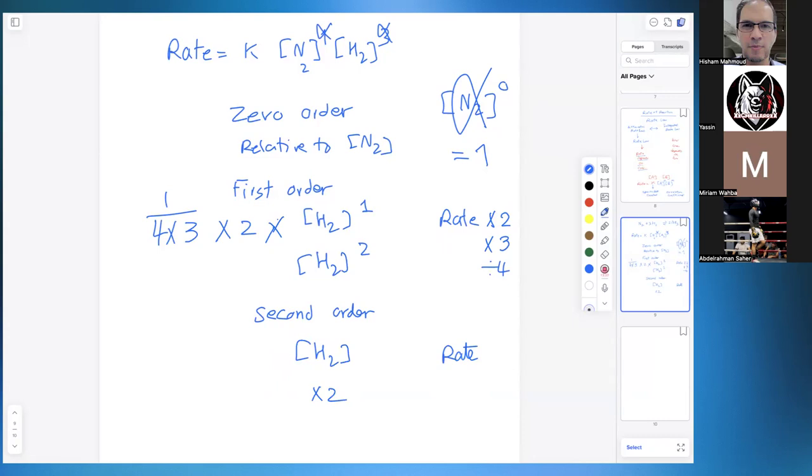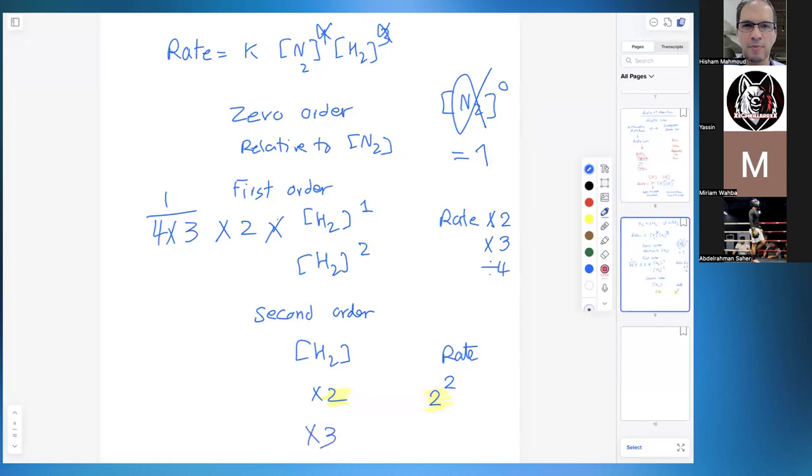Multiplied by 2 if it is first order. But what happens here? Multiplied by 4. Very good. How did you get the 4? You said 2 to the power of 2. Very good. Thank you so much. So whatever change you do to the concentration, this change will be powered to 2.